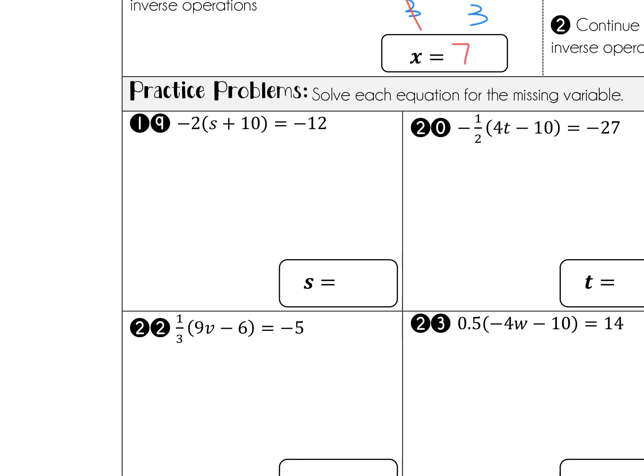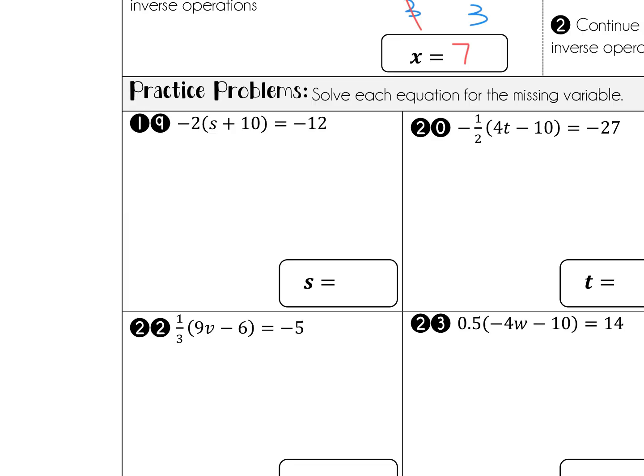Number 19 reads, negative 2 times s plus 10 equals negative 12. I prefer option 1 from our example above, where we distribute first and then move into those inverse operations. So that's what I'm going to do. If you want to try option 2, I can show you that as well in the next problem. All right, if we have negative 2 times s plus 10, that simplifies to negative 2s minus 20. Bring down that equals negative 12.